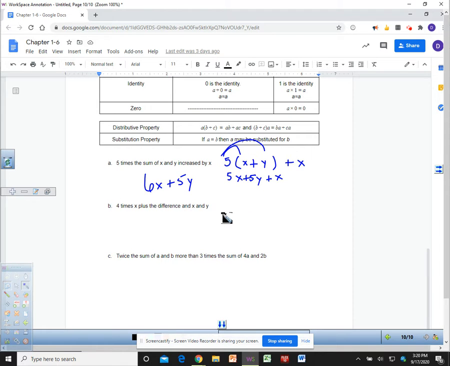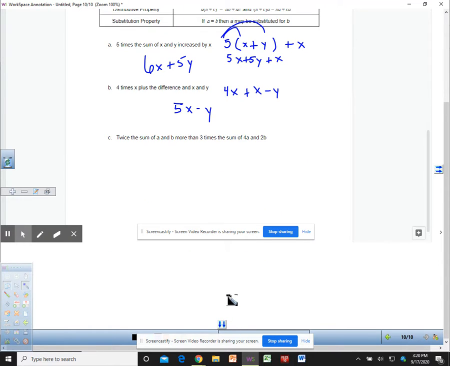Okay, let's try another one. 4 times x, so 4 times x, plus the difference of x and y. Okay, so is there anything I can combine in here? 4 times x plus the difference of x and y. I can combine the x's to get 5x minus y.